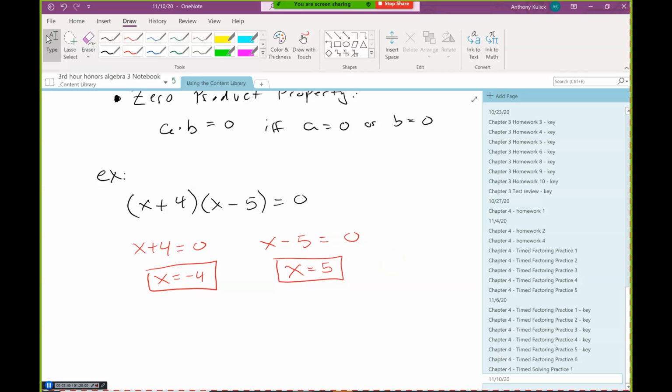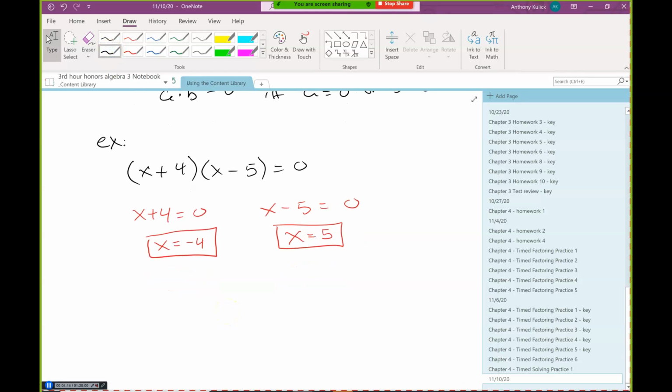Just FYI, this scales. If you have 10 things multiplied together that equal 0, you can take each of those 10 things, set each of them equal to 0, and solve for each of them independently. Okay? So the zero product property doesn't require just two things. You could have as many things as you want, as long as they're all multiplied together and it equals 0. You can use it quite flexibly. Okay, there? So for the most part, we don't encounter quadratics that are in intercept form that often.